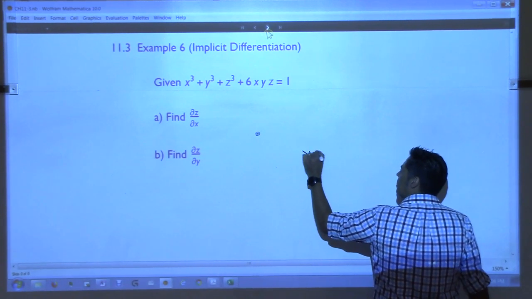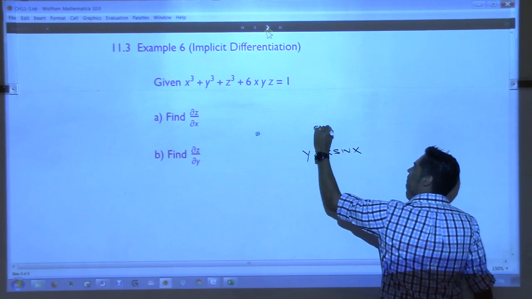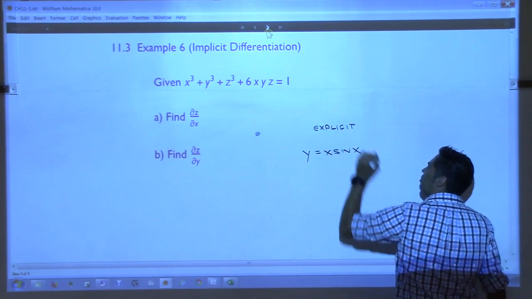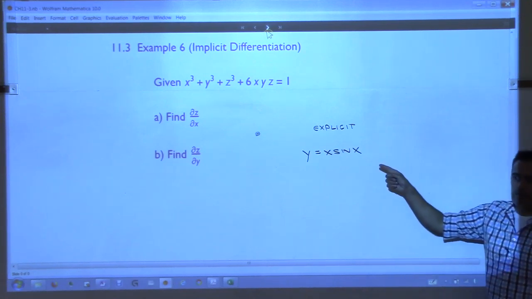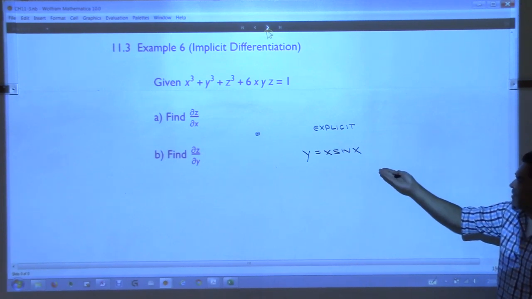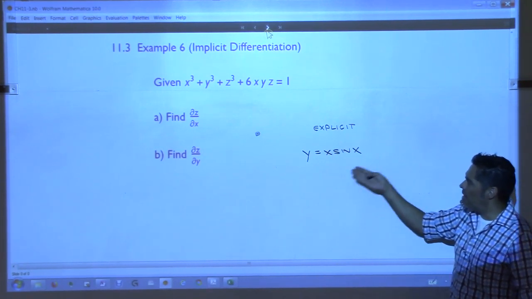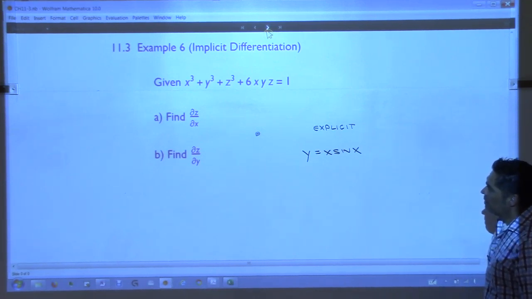If you have y equal to x sine x, then this is an explicit equation, meaning that you can solve for one of the variables in terms of the other variable. So taking the derivative of this is pretty straightforward. You just take the derivative of the left side and the right side and everything works out great.